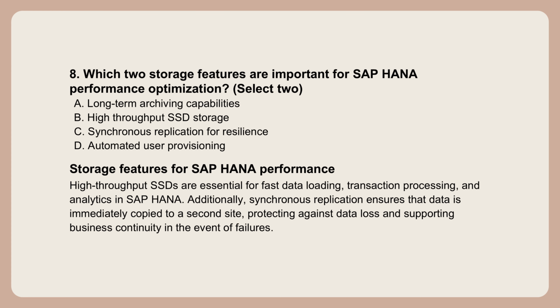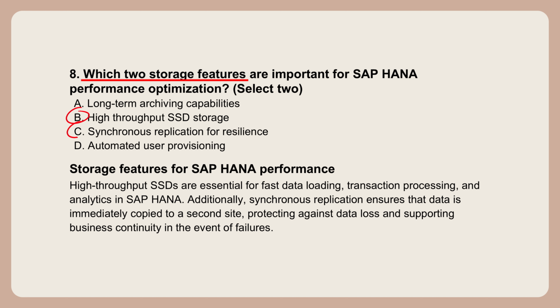Okay, question 8 now, focusing on storage performance. Which 2 storage features are important for SAP HANA performance optimization? Storage. Another critical piece. The answers given are high-throughput SSD storage and asynchronous replication for resilience. Both sound pretty essential. They really are. High-throughput SSDs are vital because HANA needs incredibly fast data access. SSDs provide that low latency and high bandwidth for reads and writes. Directly impacting processing speed. Directly.